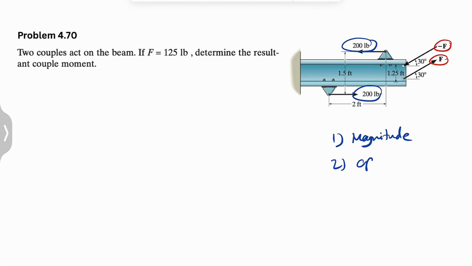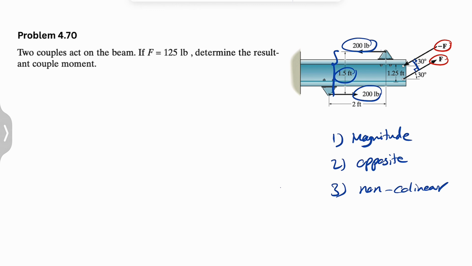The second one is the opposite direction. We can see the 200, one of them is to the left, the other one is to the right, so they are in the opposite direction. And same for the F. We have F and negative F parallel to each other, just in opposite directions. And the last criteria is that the two forces have to be non-collinear, meaning that there is a distance between these two forces. If we look here, we have 1.5 feet, and same here. If we look at the vertical distance here, we can figure out that these two forces are not collinear.